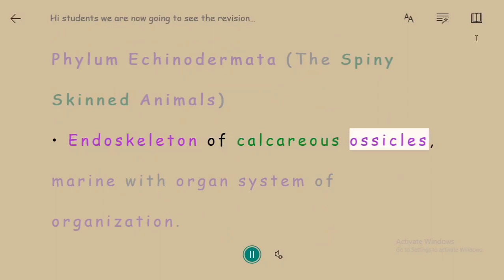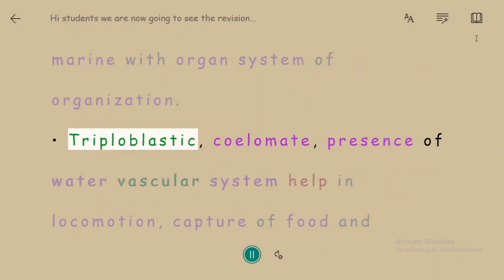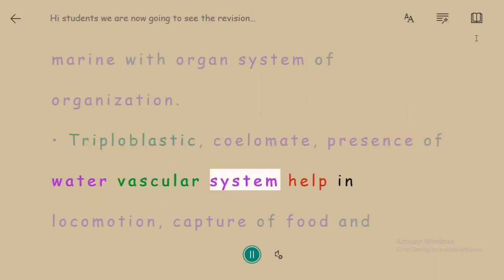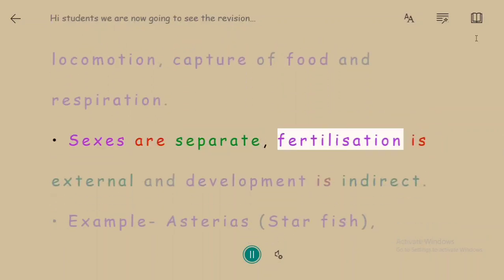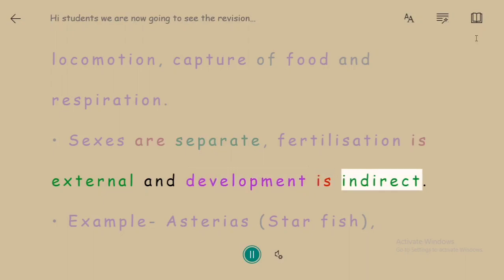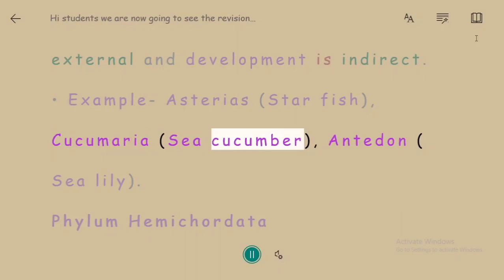Phylum Echinodermata, the spiny-skinned animals. Endoskeleton of calcareous ossicles, marine with organ system of organization. Triploblastic, coelomate, presence of water vascular system which helps in locomotion, capture of food and respiration. Sexes are separate, fertilization is external and development is indirect. Example: Asterias, starfish, Cucumaria, sea cucumber, Antedon, sea lily.